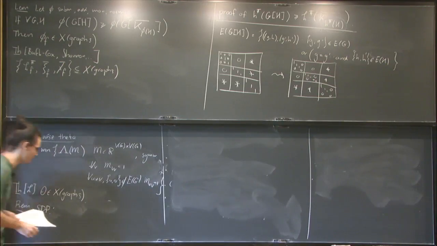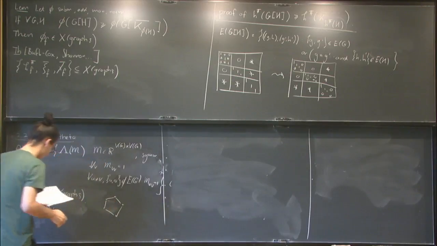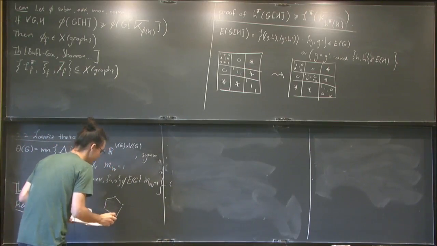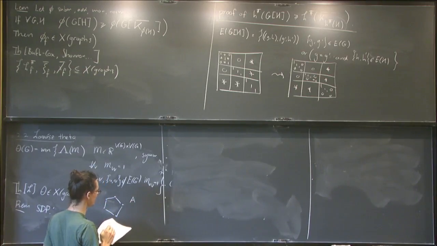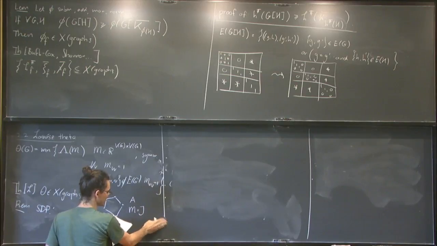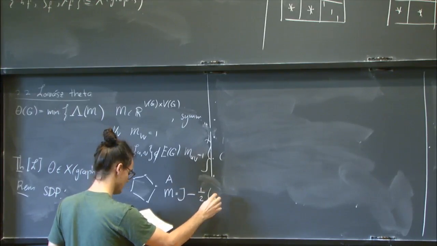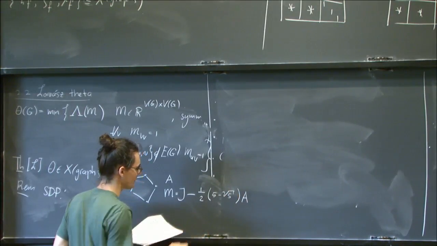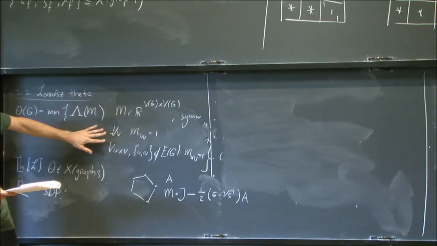To finish, I want to round off the example of the 5-cycle, just to have the story complete. We can now try to compute the Lovász number for the 5-cycle. You take A to be the adjacency matrix of C5, and then as your matrix M you take something clever. In this case, I take the all-ones matrix minus a half of 5 minus square root of 5 times A. It's not so hard to check that you have the ones in the right positions to be feasible.